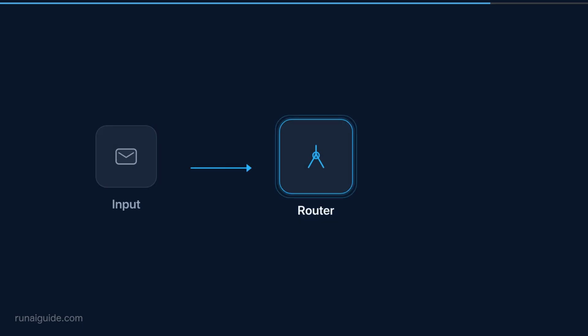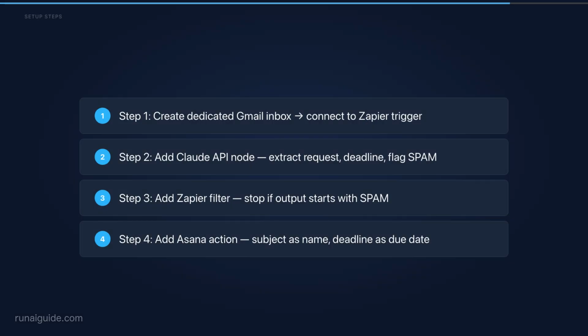Test with 3 real emails: 1 genuine inquiry, 1 newsletter, 1 vague one-liner. And check that all 3 route correctly before adding anything else.